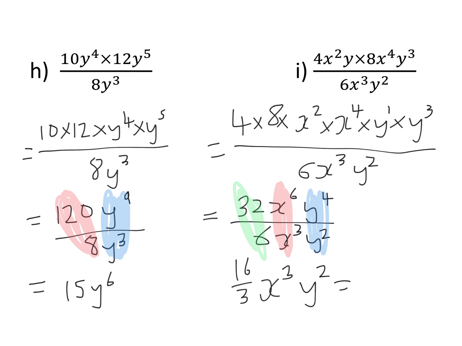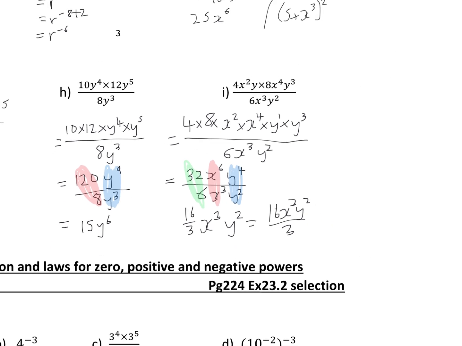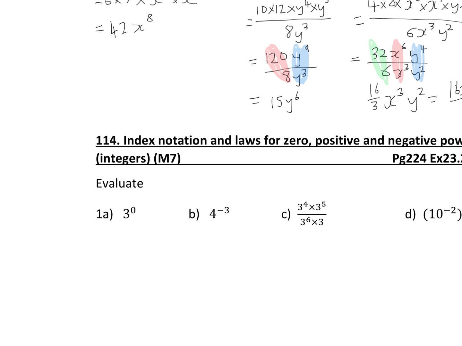Maybe your final answer may be best to write that as 5 and a third, well, I don't know if I like 5 and a third, it depends on the context. It might even be nicer to leave it as 16x cubed y squared over 3 even. One of those two. Mixed number is probably not appropriate in this context or useful.